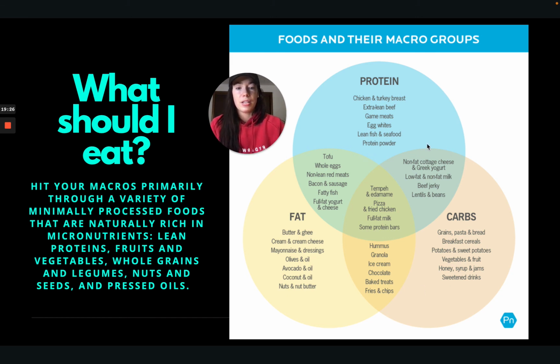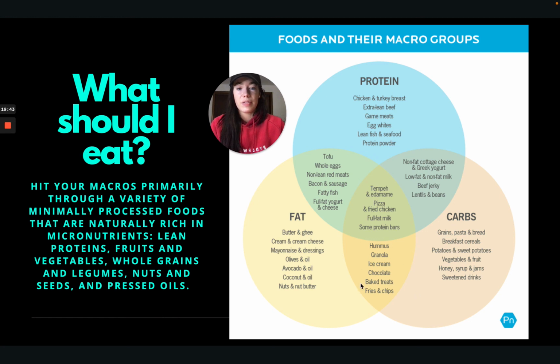And you're going to see quite a few examples here. So anything that's overlapping has both. So if you're looking for something that has all three macros, look here. Pizza and fried chicken, full fat milk, protein bars. If you only need fat, look in this area. If you need fat and protein, look in this area.